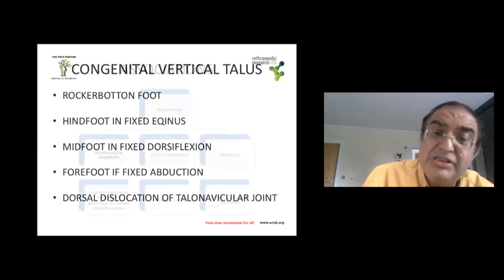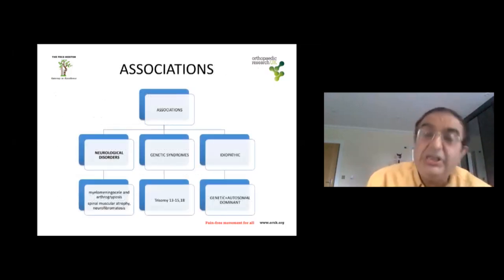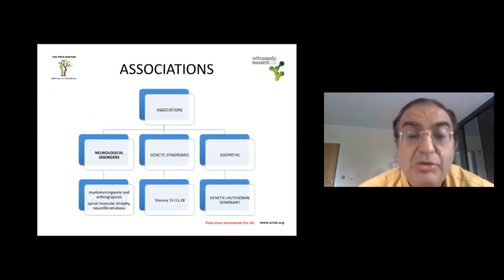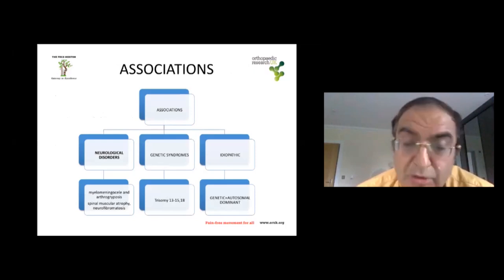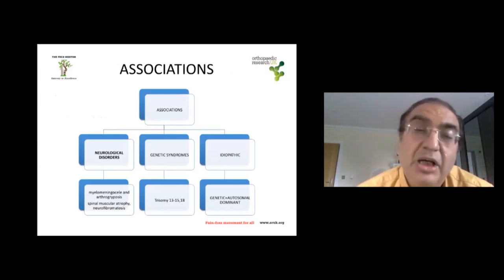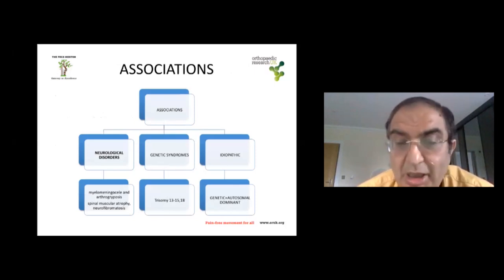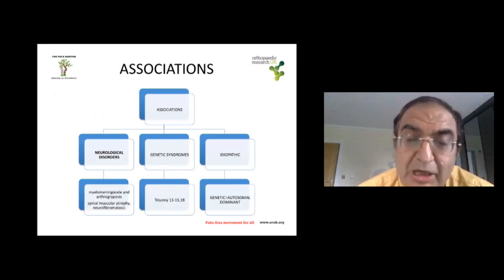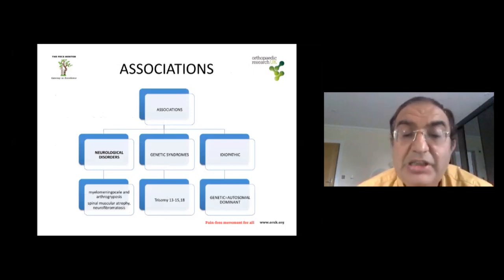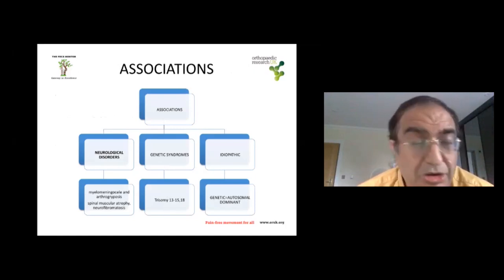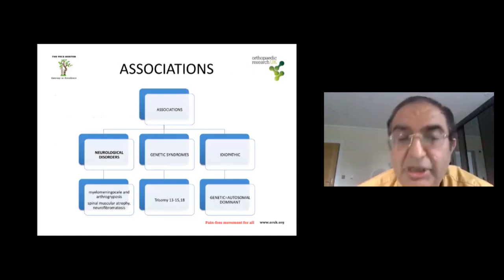Now, this has been asked in the exam: what are the associations of CVT? The associations of CVT are neurological disorders and chromosomal or genetic syndromes. And the third thing, obviously, it could be idiopathic. Neurological disorders like meningomyelocele or arthrogryposis, and genetic syndromes like trisomy 13, 15, and 18. If it's idiopathic, it is also genetic and possibly an autosomal dominant inheritance. So please remember the associations of CVT, the two buzzwords: neurological disorders and genetic conditions.